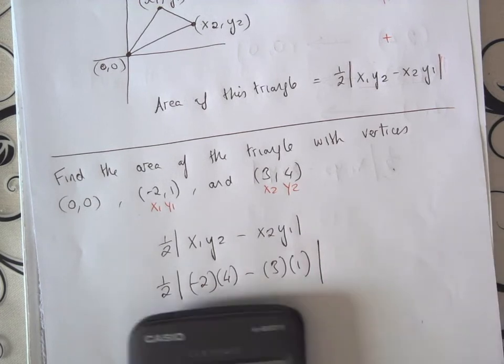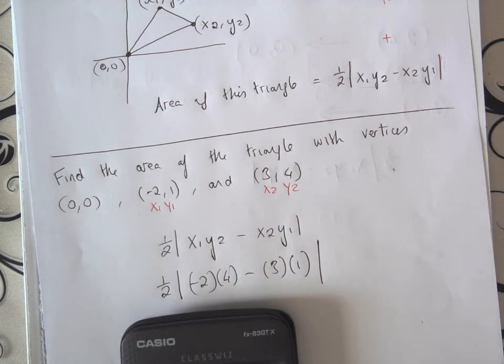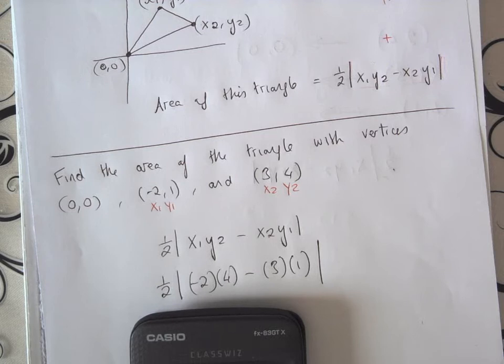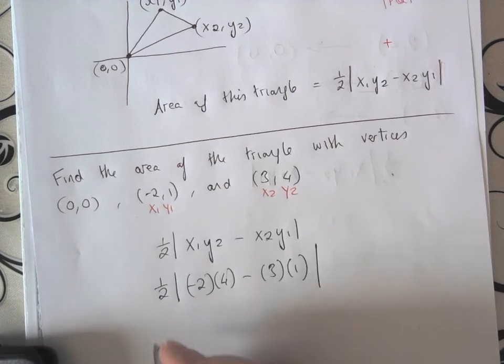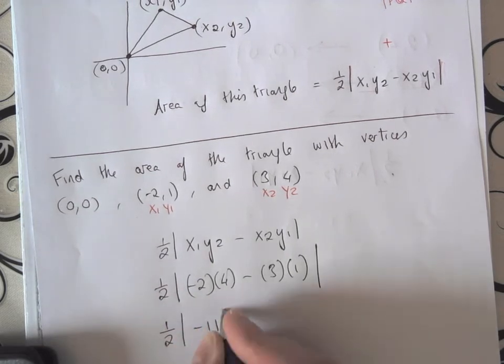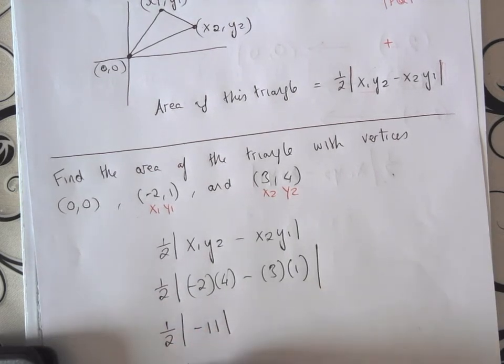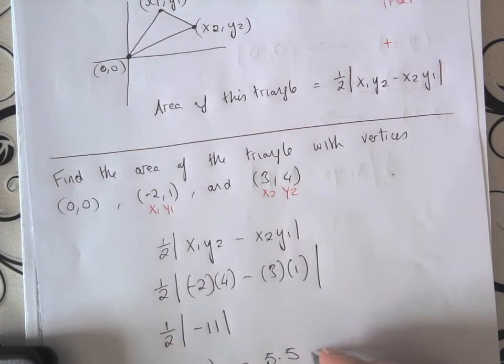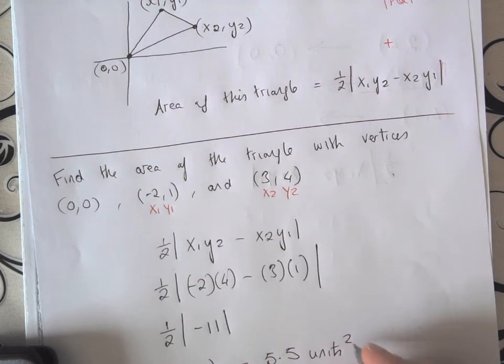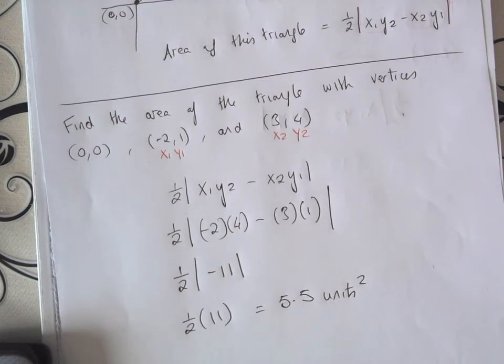So what we do is we get our calculator and we type in what's inside the modulus, okay? Leave the half out of it for a minute. Type in what's inside the modulus, get an answer. The answer is minus 11. But this means take the plus, so we're going to change it to 11, so half 11 then is 5.5. And it's area, so it's units squared. So 5.5 units squared.